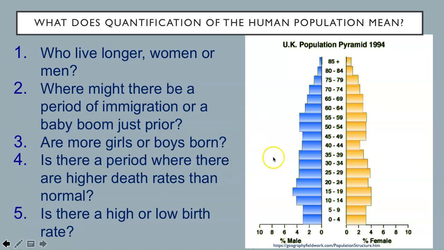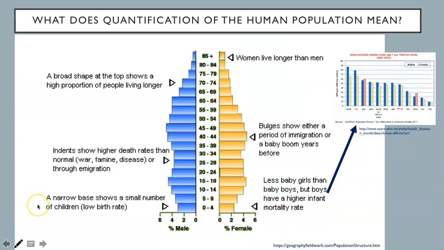Looking at this age-sex pyramid, can you answer the following questions? Who lives longer, men or women? Where might there be a period of immigration or a baby boom just prior? Are more girls or boys born? Is there a period where there are higher death rates than normal? Is there a high or low birth rate? Pause the video and determine the answer to these questions. Stop the video and study this slide to make sure the annotations make sense to you.